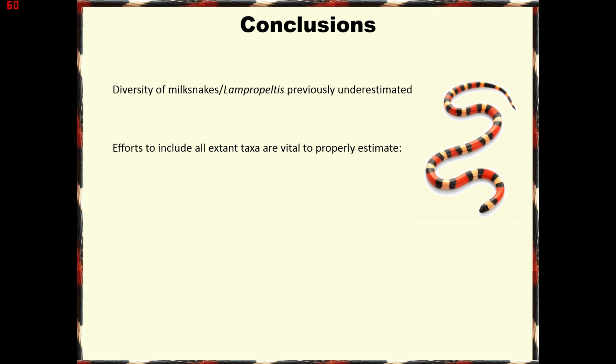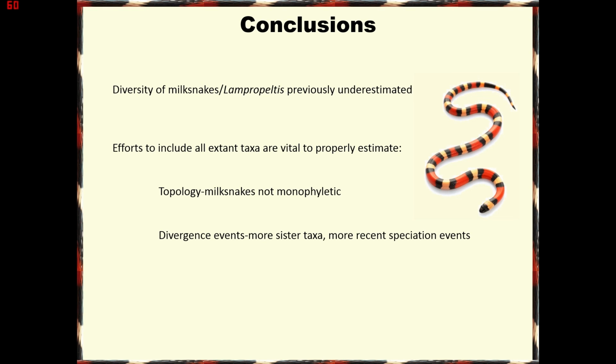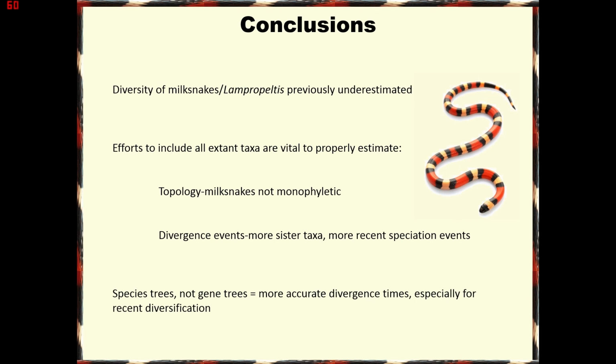And so to conclude, we can say that the diversity of milksnakes and for the whole genus has been previously underestimated. Efforts to include all extant taxa are vital to estimate both topology. We find out that when we've got all these species and not one single representative, that milksnakes aren't even monophyletic. And our divergence events, if we want to properly estimate those times, we are going to need to include all our taxa, because now we have more sister taxa that are splitting at more recent time periods. And ultimately, we want to use species trees and not gene trees. Hopefully, we're getting more accurate divergence times because we're taking into account all the individual histories of each gene. And this is especially true for recent diversification.